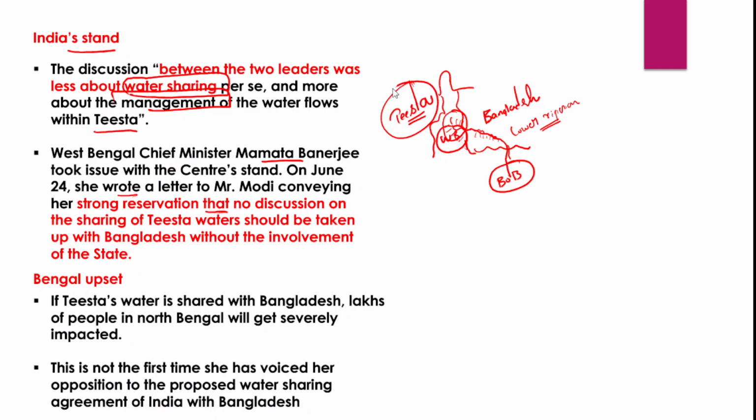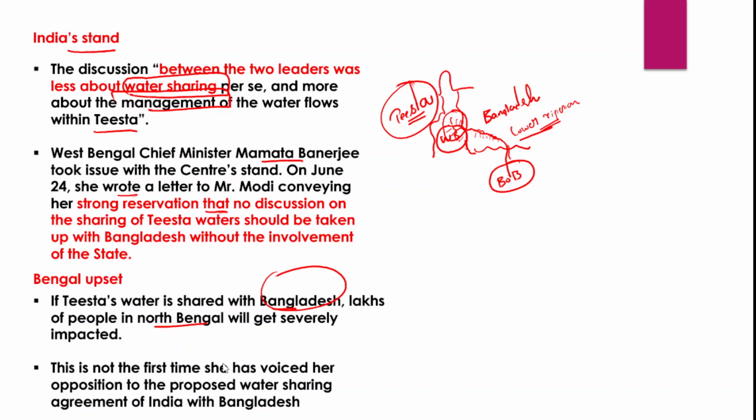Okay, so there is still no clarity over this. What should be the role of West Bengal, how much water would India utilize, and how much water would be given to Bangladesh under this particular treaty? There is still no clarity over that. However, India is an upper riparian state and has a moral responsibility to make sure that the lower riparian states also get adequate water. But if Teesta water is shared with Bangladesh, lakhs of people and their livelihoods in West Bengal, especially in North Bengal, would be severely impacted. So that is what West Bengal has been saying.